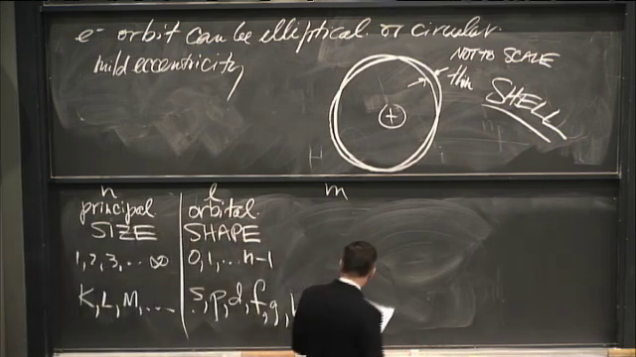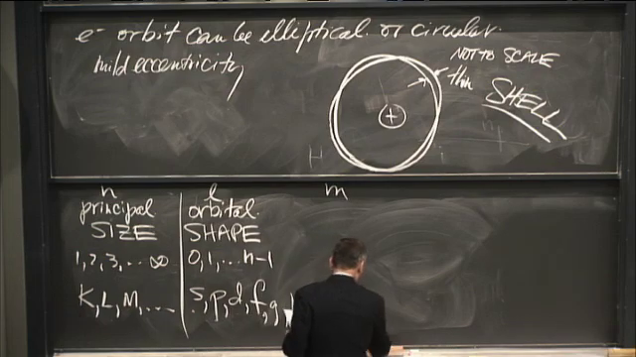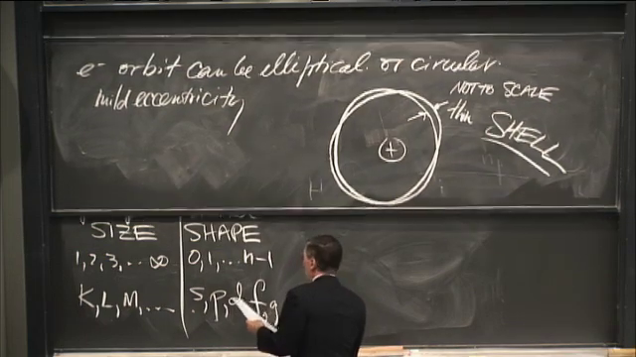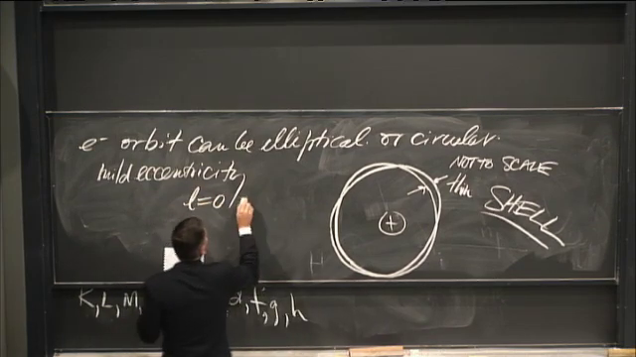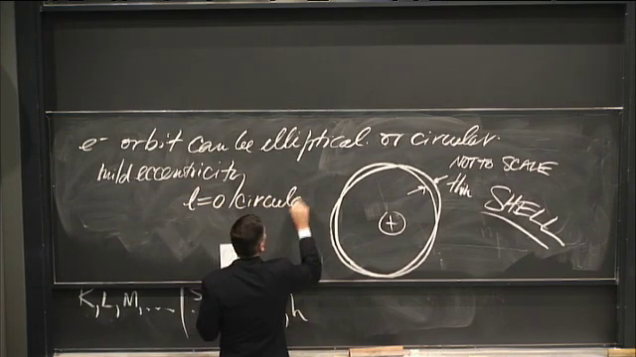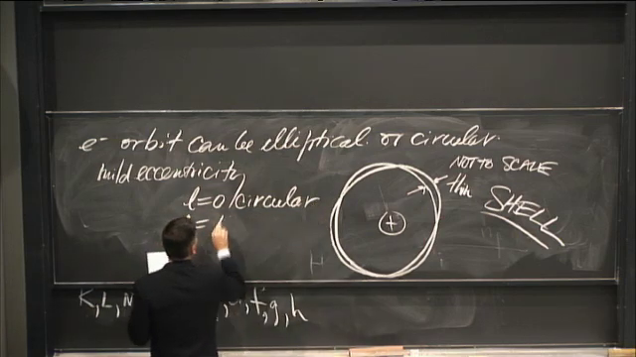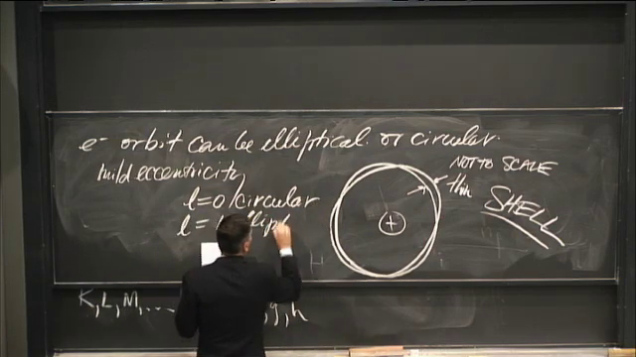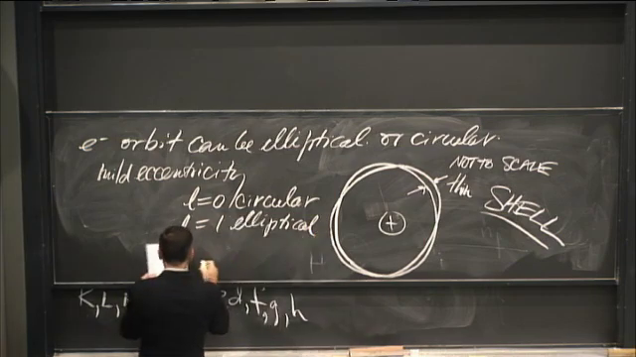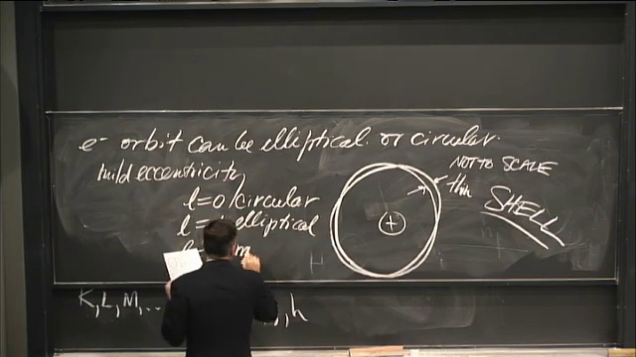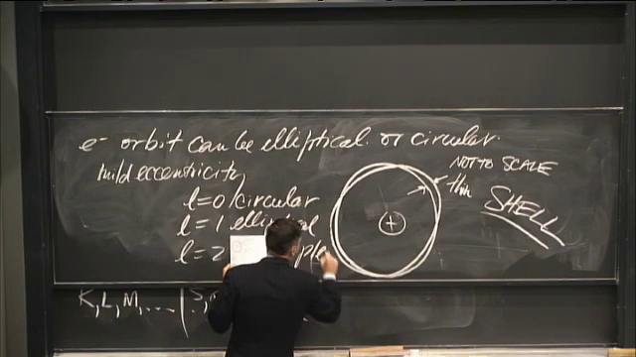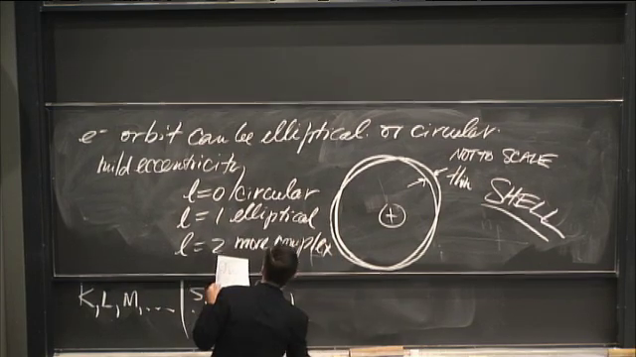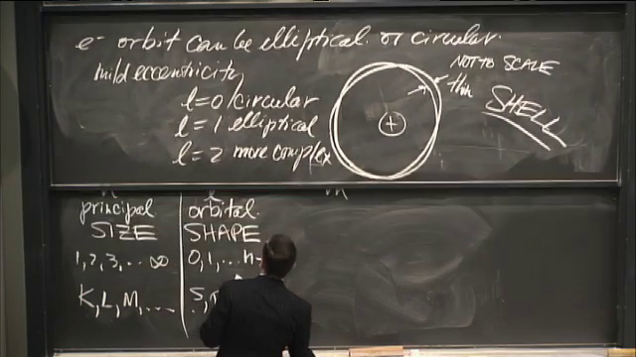And there are some values here for shapes. I'm going to put that right above it. L equals 0 means you have a circular orbit. And when L equals 1, it's elliptical. And when L equals 2, it's much more complex. And we'll just leave it at that, 1, 2, and 3. So there's the L values.